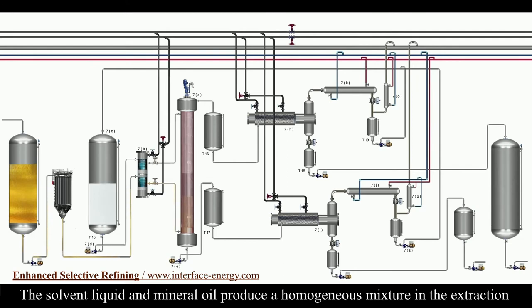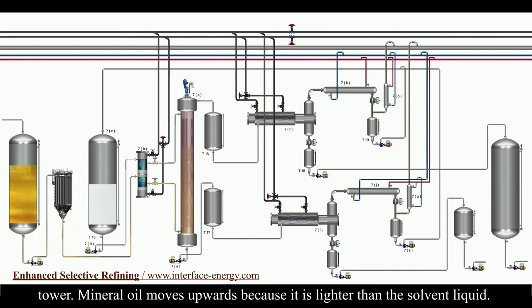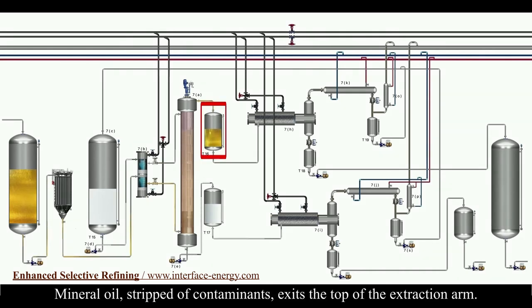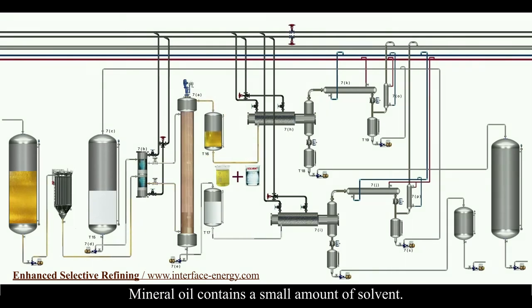The solvent liquid and mineral oil produce a homogeneous mixture in the extraction tower. Mineral oil moves upwards because it is lighter than the solvent liquid. As the solvent fluid moves downstream, it scrapes the contaminants from the mineral oil. Mineral oil, stripped of contaminants, exits the top of the extraction column. Mineral oil contains a small amount of solvent.